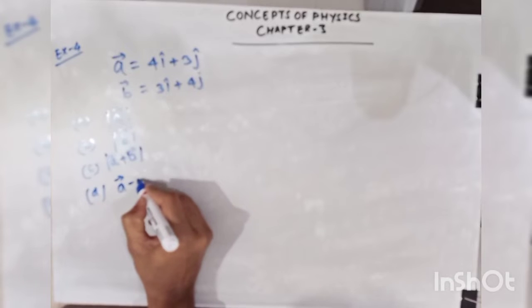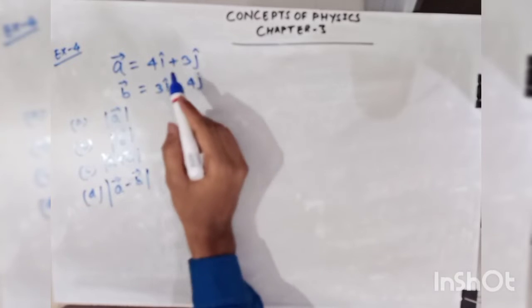And we need to find out: A, the magnitude of vector A; B, the magnitude of vector B; C, the magnitude of A plus B; and D, the magnitude of A minus B.